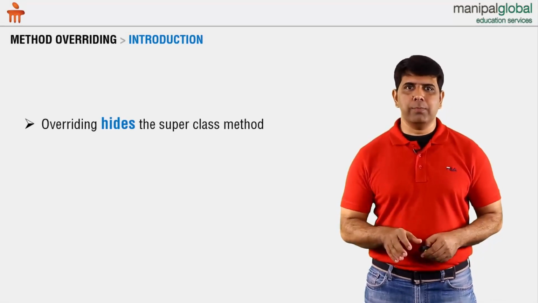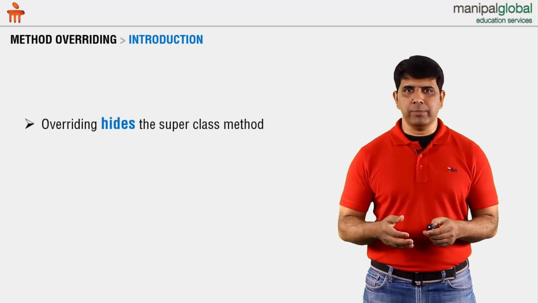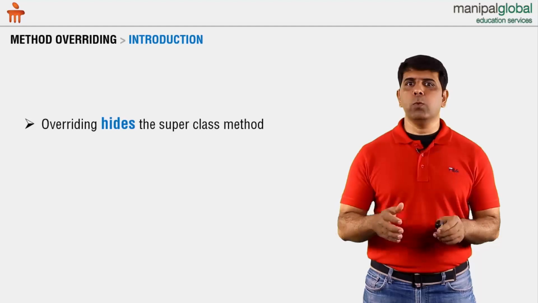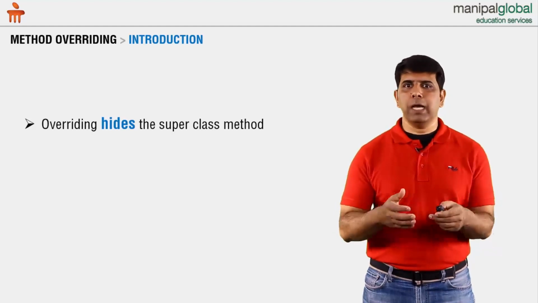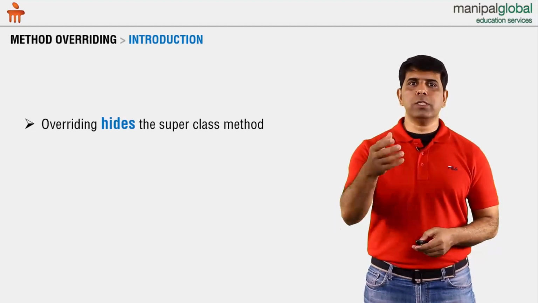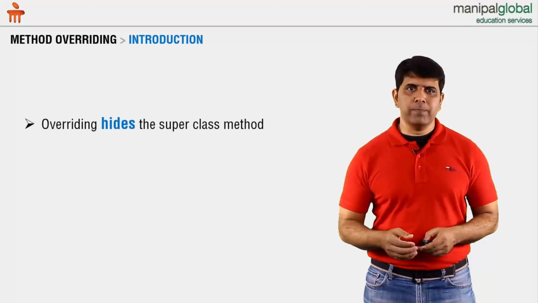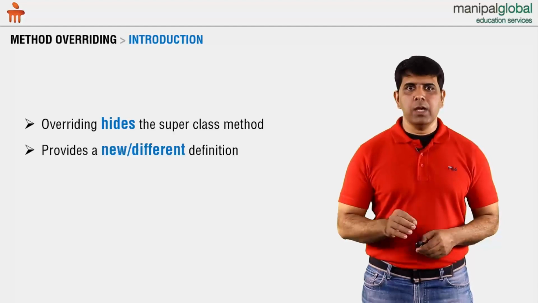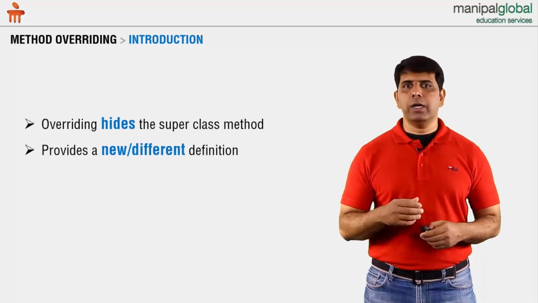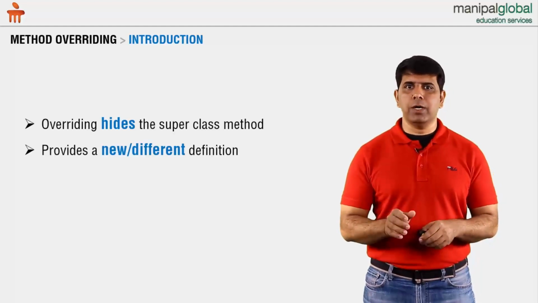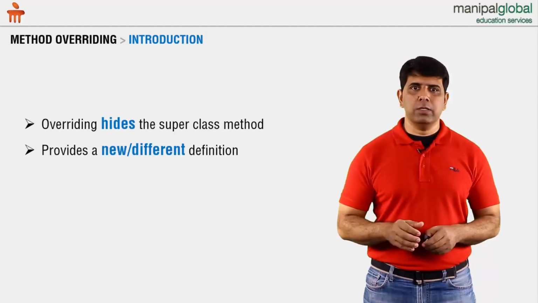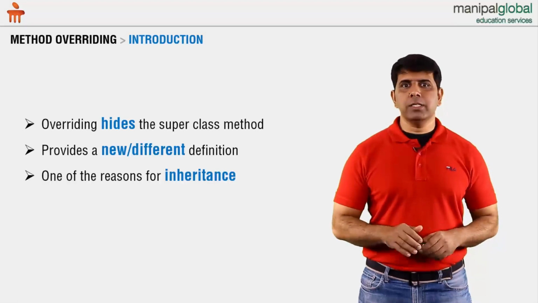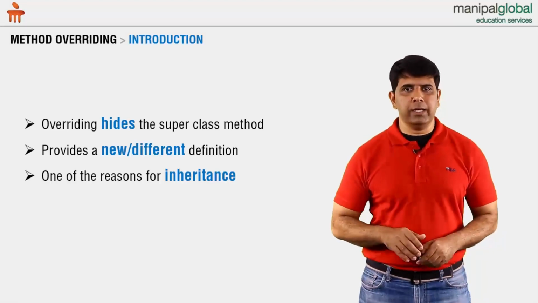Now, overriding hides the superclass method. So this is the concept behind method overriding. Basically, we inherit something from the superclass, but for some reason we don't want to use it as it is. I want to use it but in a modified method. So this is where the superclass method can be overridden. Now it provides a new or a different definition for the same method calls that otherwise would have called the superclass methods.